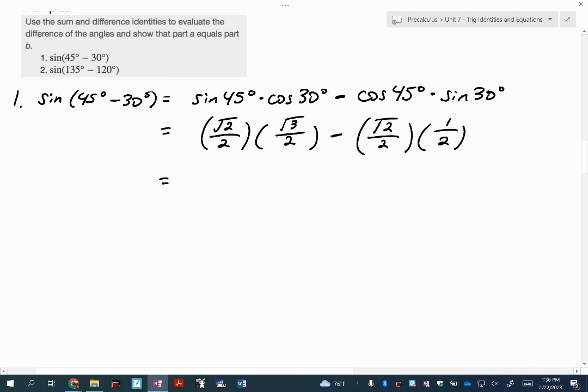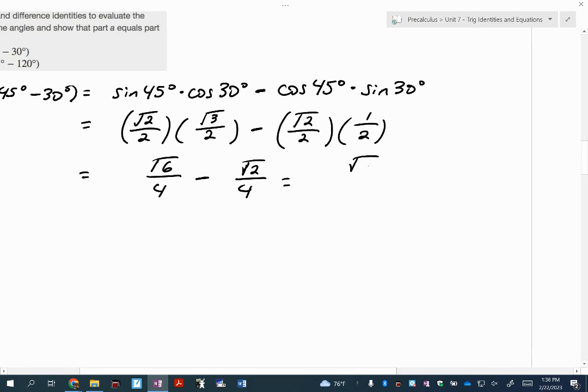All right, so we multiply this, we get the square root of 6 over 4 minus the square root of 2 over 4. So again, if you wanted to get everything to be one fraction, you could write it like this. All right, so that's it for the first one.